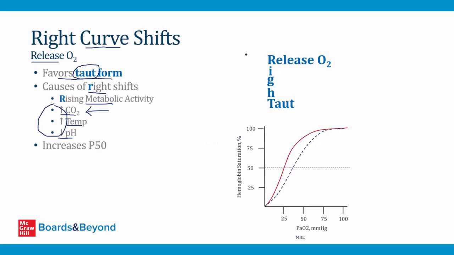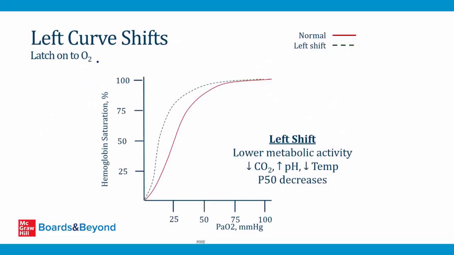If you want an easy way to remember this, just remember that the rightward shift is associated with taut and releasing of O2. And don't forget that all rightward shifts increase the P50. If you understand rightward shifts of the hemoglobin dissociation curve, then it's very easy to understand left curve shifts. Left curve shifts cause hemoglobin to latch onto oxygen and hold it more tightly. Leftward shifts are associated with lower metabolic activity, so this is the opposite of rightward shifts.